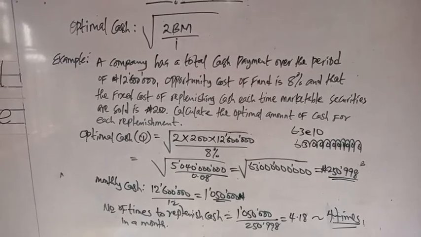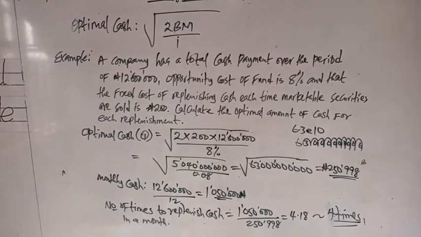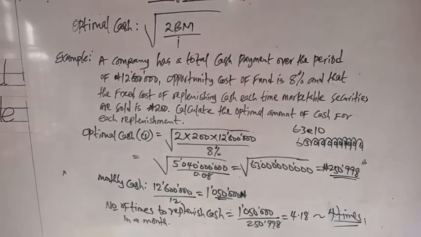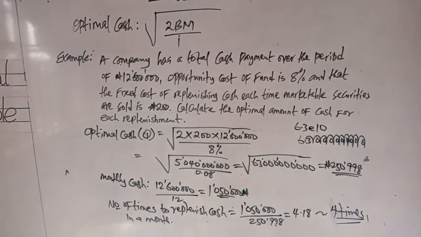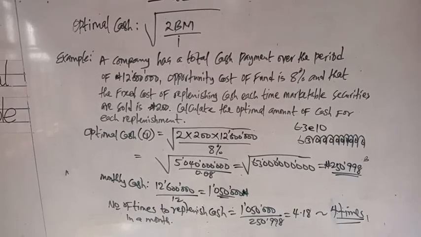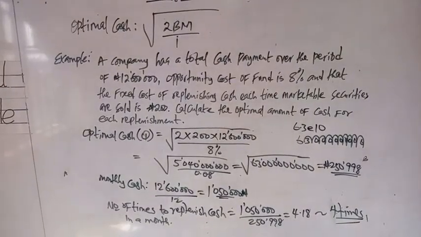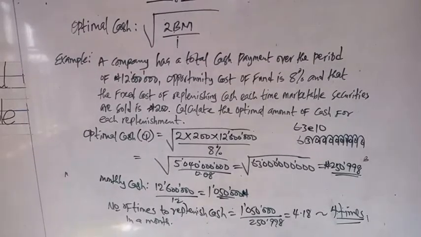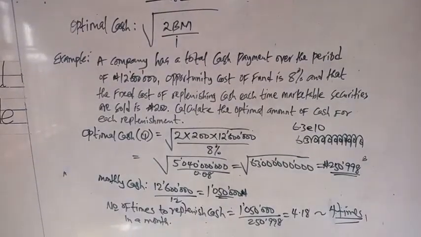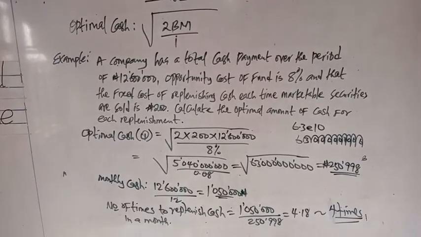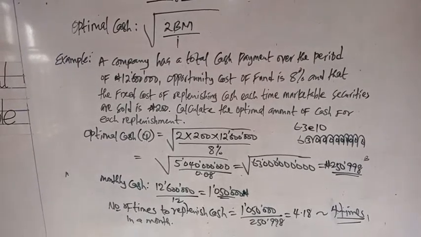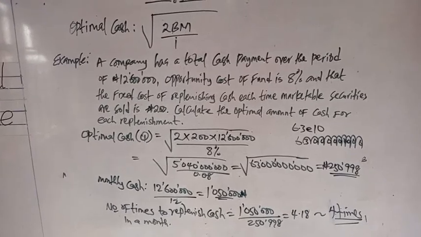So after the calculation of 250,000, which is the optimal cash, I went further to see what the monthly cash will be, which is 12.6 million divided by 12. We said the 12.6 is for the year, and to see how much we need for each of the months, we divide it by 12, giving us 1,050,000 naira there.